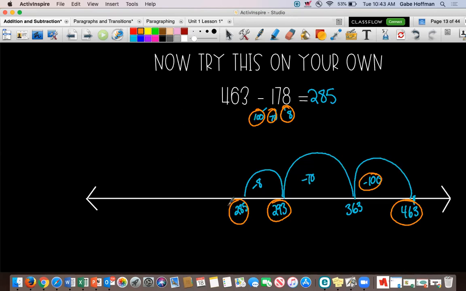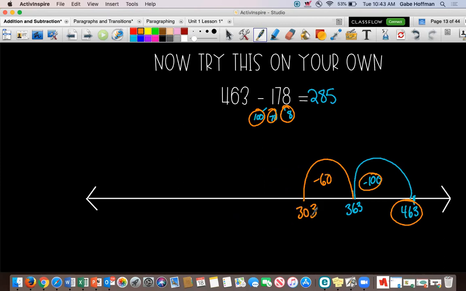Now, if you were somebody who has a little bit more trouble subtracting like 363 minus 70, you could break apart that number any way you wanted. Let's say you didn't know how to do 70, but you could do 60. So 363 minus 60 is 303. Well, you did 70, so you still have to go 10 more, but that's easier. 303 minus 10 is 293. Then you can do your minus 8 and get to 285.